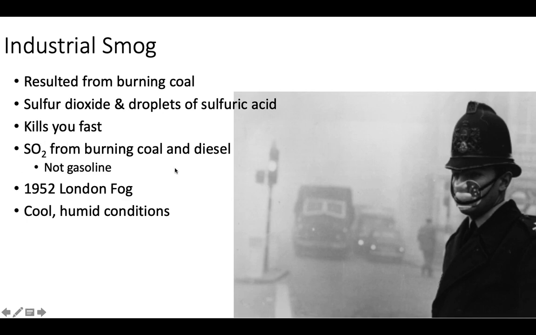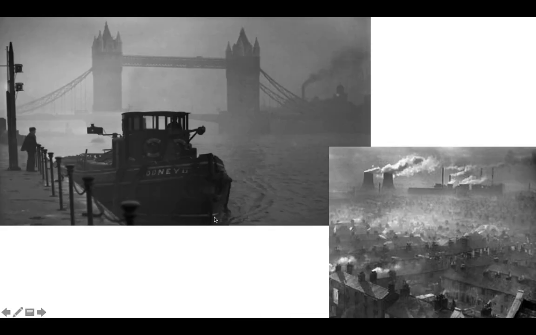It's formed under cool, humid conditions, which is what allowed it to form in London in 1952. They were building up their industry there. They were burning a lot of coal, and cars were starting to become more and more popular. The climate there is cool and humid, so it formed a giant mass of industrial smog that killed thousands of people in London. Here are some photos.